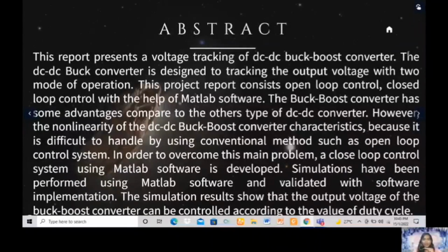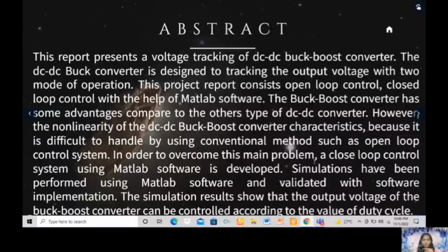The buck boost converter has some advantages compared to the other types of DC to DC converter. However, the non-linearity of the DC to DC buck boost converter characteristic is difficult to handle by using conventional methods such as the open loop control principle. In order to overcome this main problem, a closed-loop control system using MATLAB software is developed. Simulations have been performed using MATLAB software and validated with software implementation.